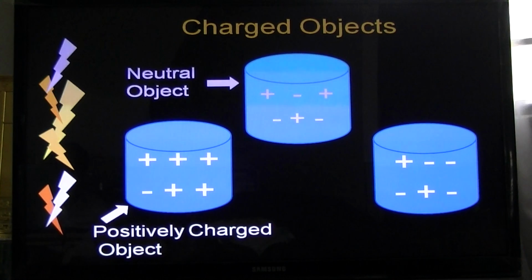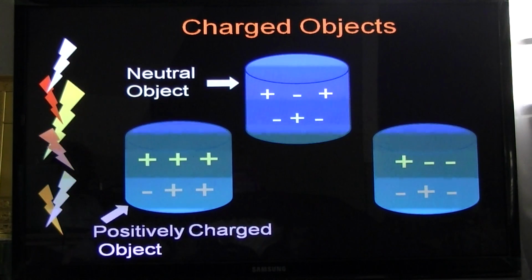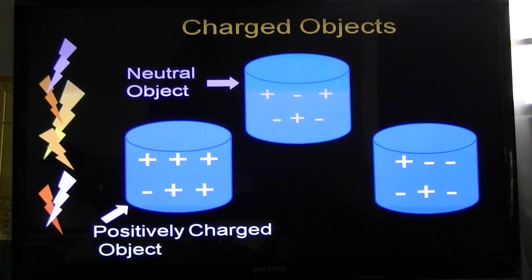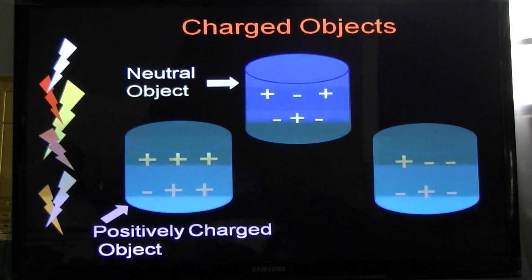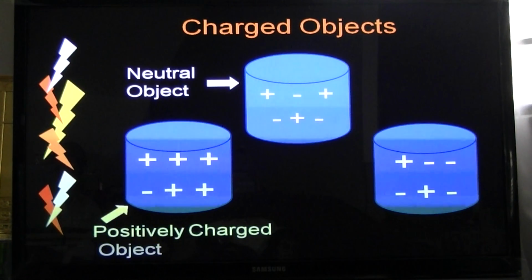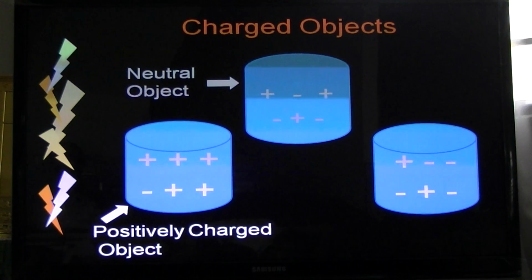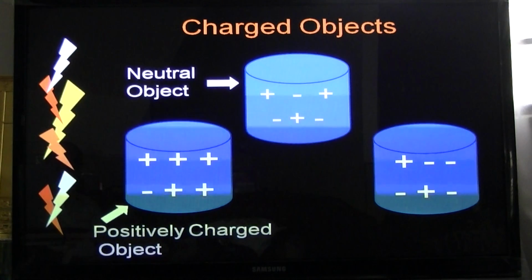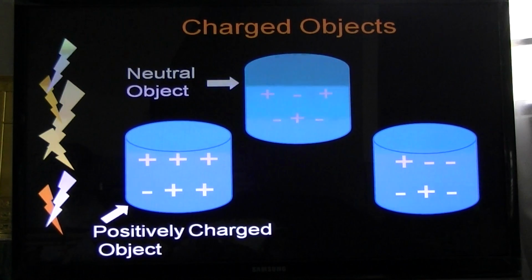Now let's look at the one on the left, the positively charged object. Why is it positively charged? Count how many protons there are. We have 1, 2, 3, 4, 5: 5 positive protons and 1 negative electron. That means there are more protons than electrons, so it's positively charged.